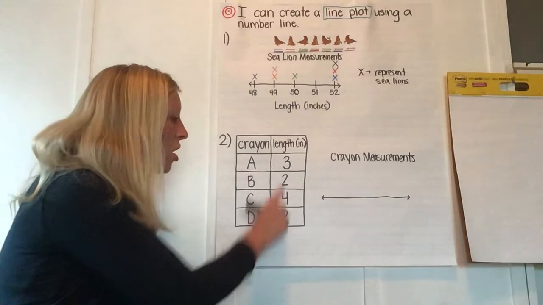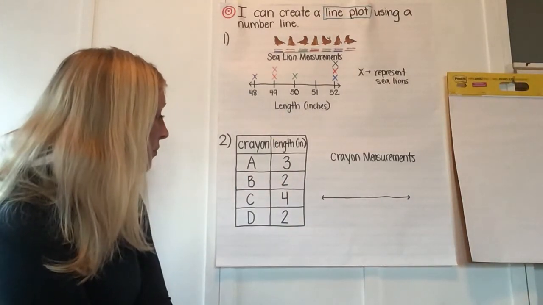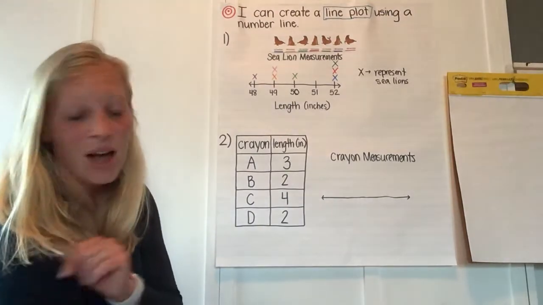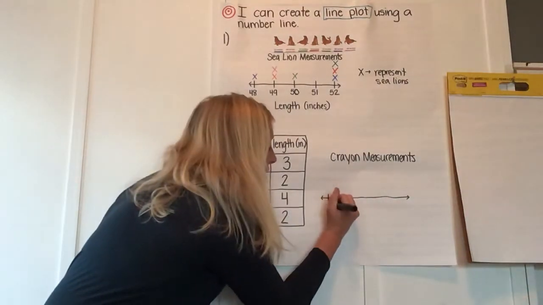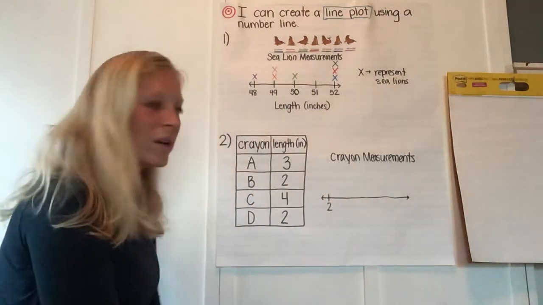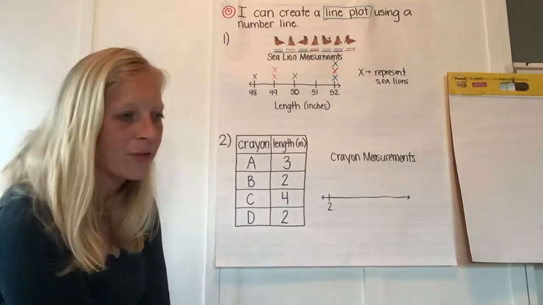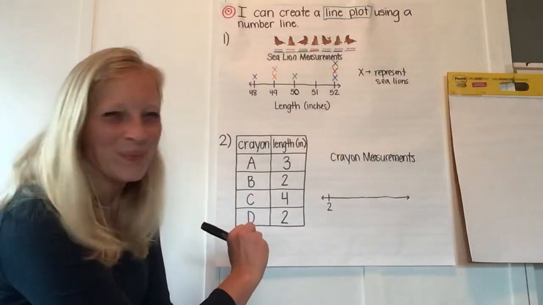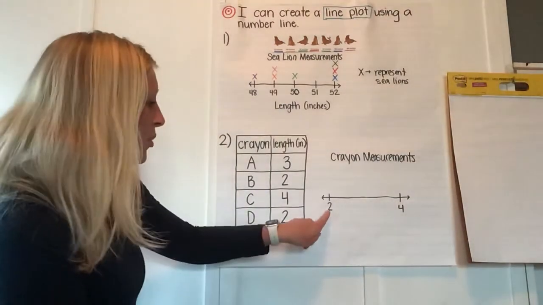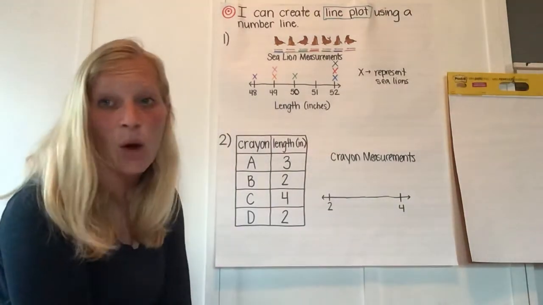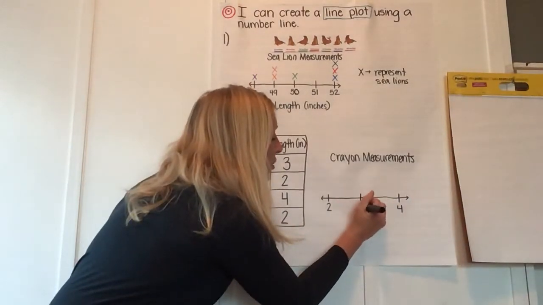What is the smallest or the shortest crayon on this table? Yes, which one is it? 2 is the smallest number that we have. Very good. What is the biggest number that we have, or the longest crayon that we have? What's the longest? 4. And what number comes between 2 and 4 that we can't leave out? We have to include every number in between. We need to include that 3.